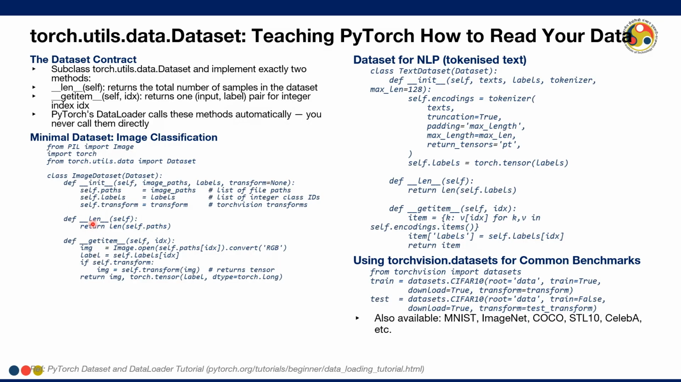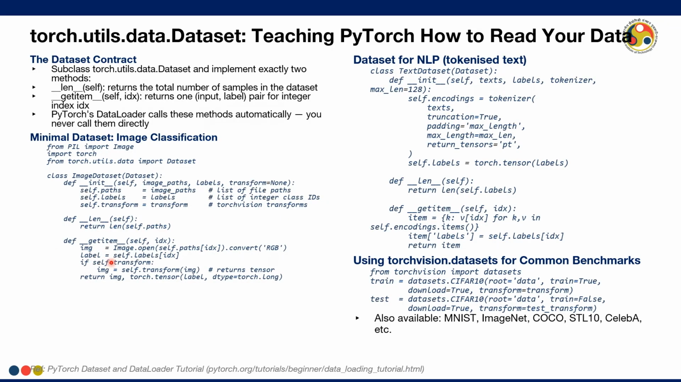Now len will return the total number of samples in the data set. Let's say I have 100,000 samples in the data set, so that length will be returned. Get item will traverse each index and return that particular sample. Get item will return one pair of the input and the corresponding label, because we need the input and the label from the data, and that will be returned by get item one by one, right.